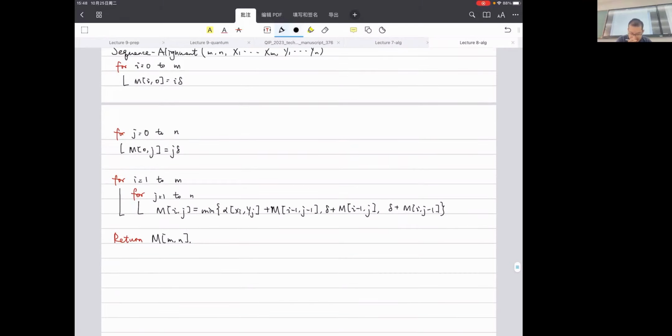Looking at this algorithm, it is very clear that it takes O(mn) time and space. This is because this array has size m times n. For the computation of each step in this double for loop, it is just the minimum of 3 numbers, which is an O(1) cost. So overall, the time and space complexity is O of m times n.